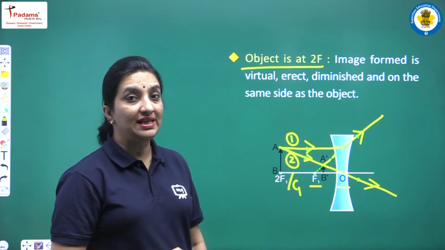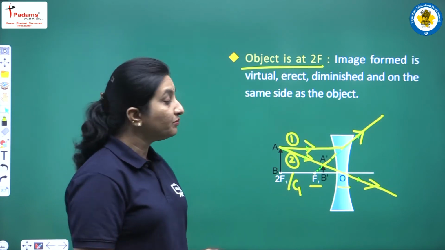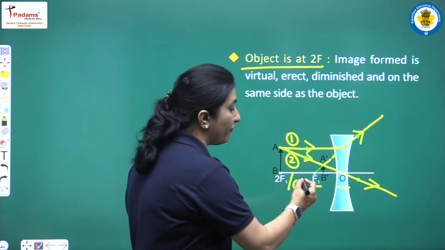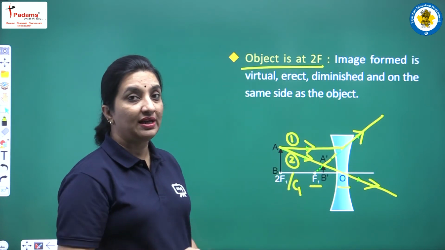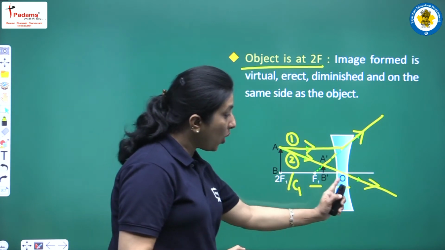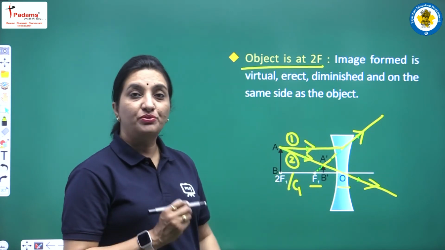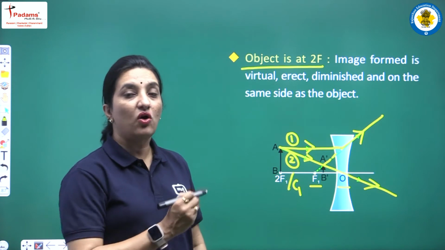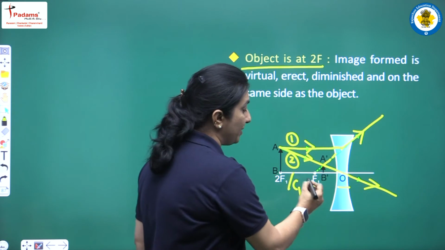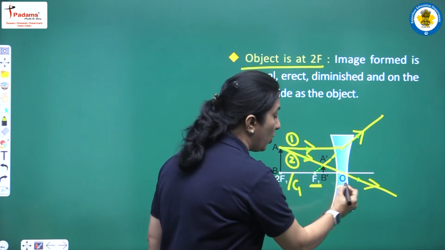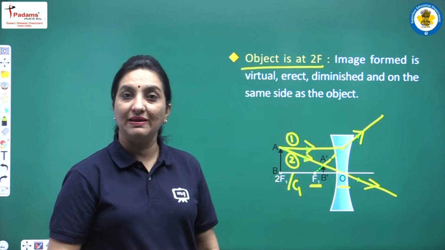So this is observed that whatever be the position of the object, ऑब्जेक्ट की किसी भी पोजीशन के लिए इंफिनिटी और ऑप्टिकल सेंटर के बीच में, ऑब्जेक्ट की पोजीशन अगर इंफिनिटी और ऑप्टिकल सेंटर के बीच में कहीं पर भी रखी हो तो इमेज हमेशा F1 और O के बीच में ही बनेगी.